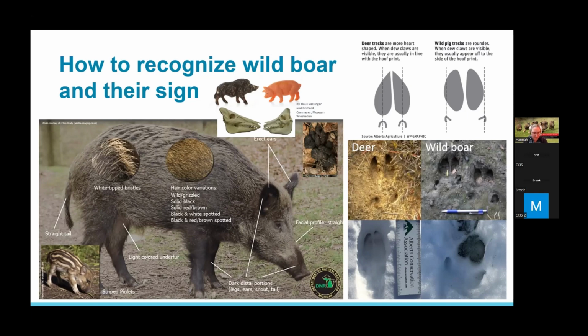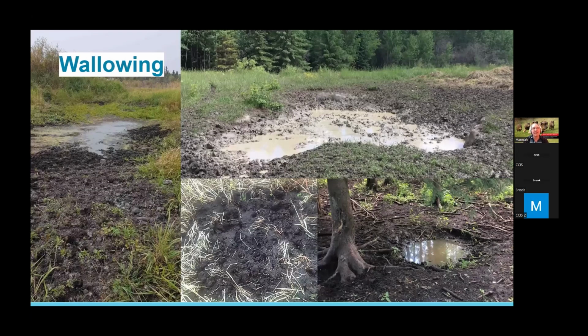And so it's often, you can be squinting at tracks and scat and wondering if it's wild boar or not. So some signs that wild boar are around: it's often better to look at their impact on the land. One sign that you'll see if wild boar are around is wallowing. The wallows are created by the boars wallowing to stay cool and to protect themselves from parasites.